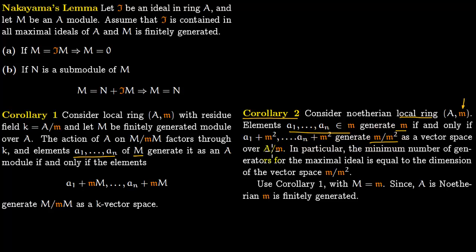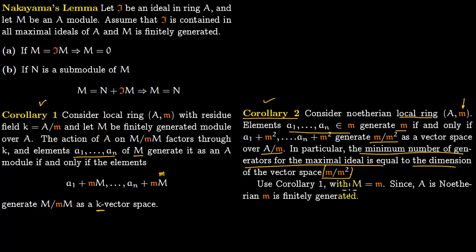vector space. So we are doing nothing, we are just copying corollary 1 to corollary 2 by replacing this capital M with our small m. So this is as a vector space over A over m. So here it was a K vector space, and A modulo m is again K. So in particular, the minimum number of generators for the maximal ideal is equal to the dimension of this vector space. So these generators here correspond to these generators here. So there's a one-to-one correspondence.